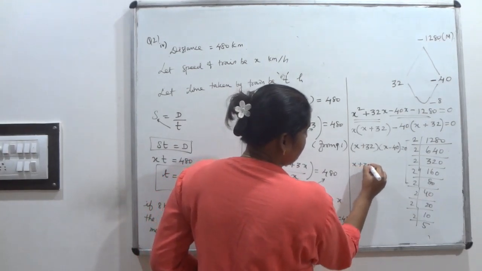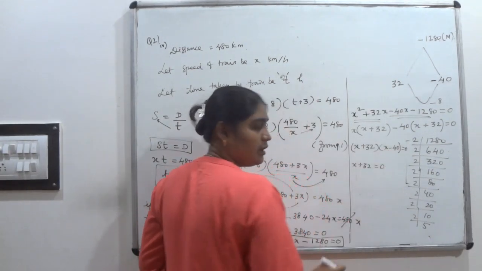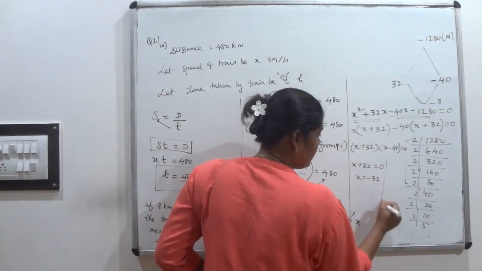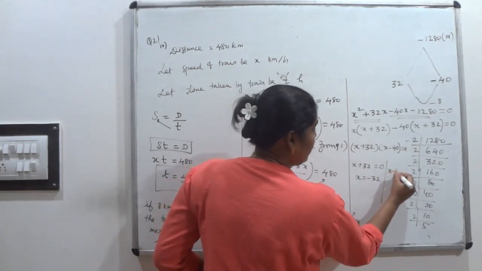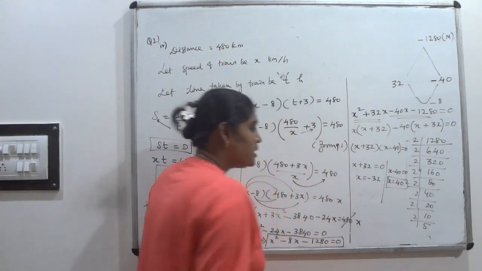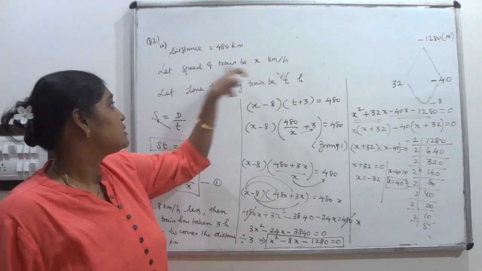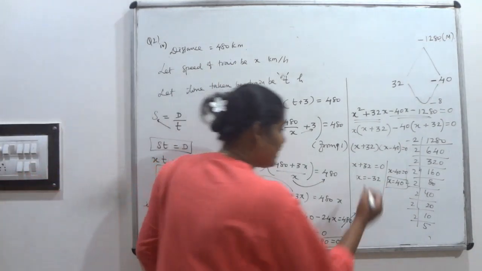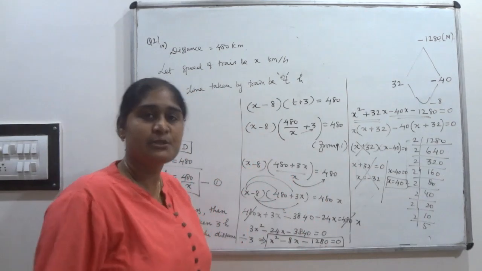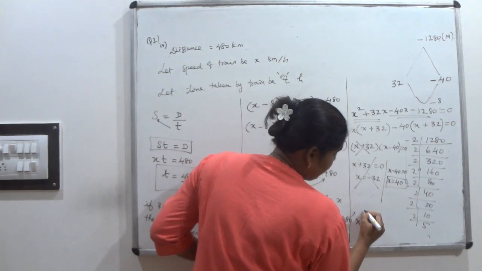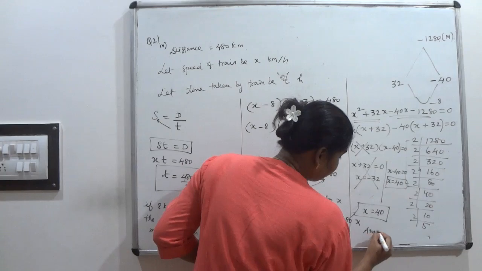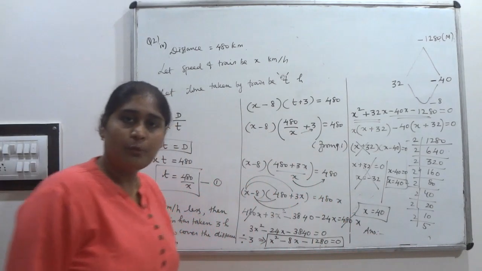x plus 32 equal to 0. So each factor I have to equate with 0. So x plus 32 equal to 0, so x is equal to minus 32. Another one, x minus 40 equal to 0, so you will get x equal to plus 40. See, x is what you have taken as the speed of the train. So speed cannot be a negative number. That's why we have to cancel out this factor, x plus 32. So the x value finally I got is x equal to 40. So write the answer here. Speed of the train is 40 km per hour.